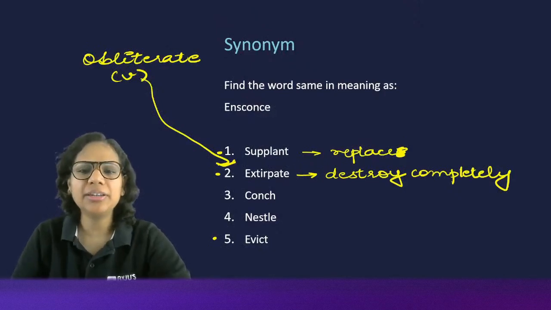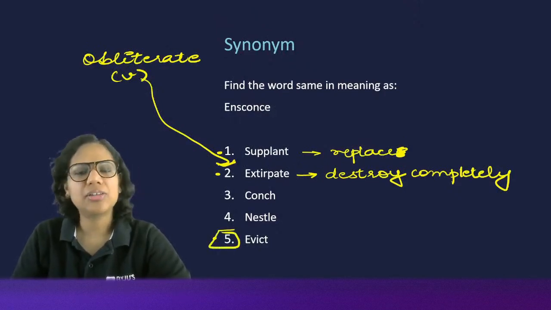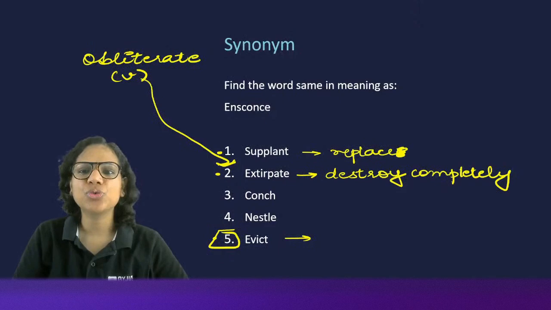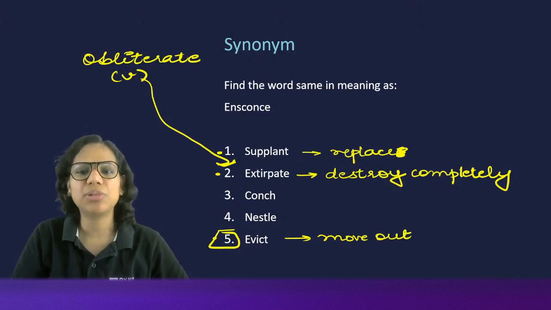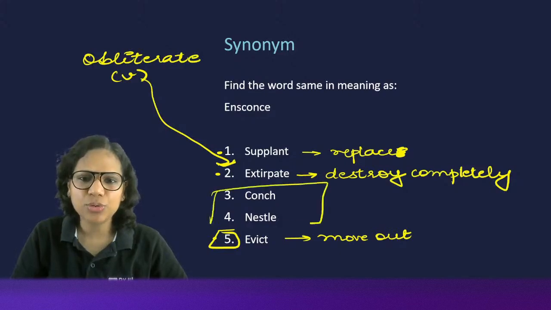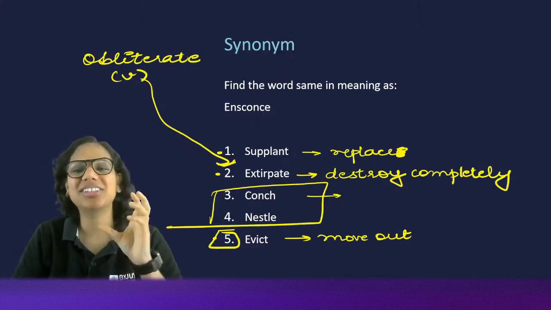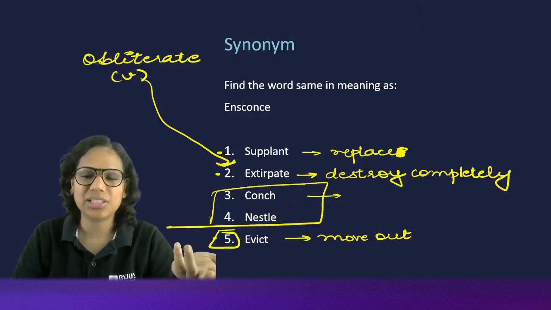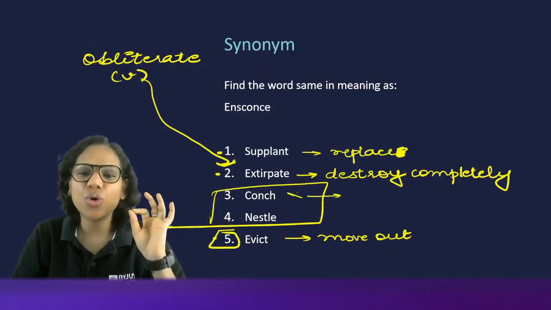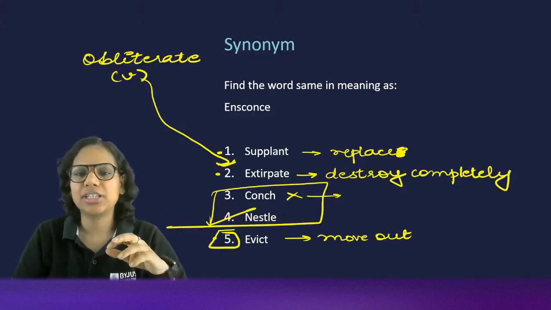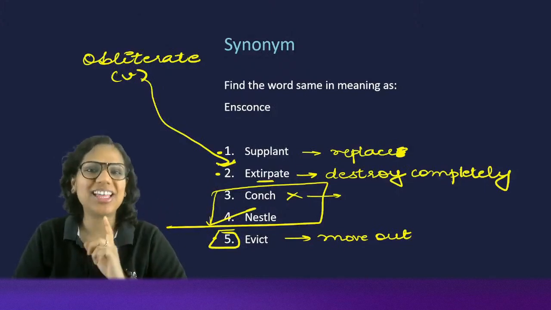Then evict. When a landlord evicts a tenant, what does he or she do? They tell them to move out of the house, right? So evict also means to move out. So all these terms relate to something being replaced, something being destroyed, someone being moved out. However, if you look at these two, conch is not at all related. Conch is a shank, the instrument that is played during religious rituals, the shell. So conch is not at all related to the discussion, and therefore fourth is our answer. So through elimination, you could arrive at this answer provided you knew the meaning of the word extirpate. That was required.